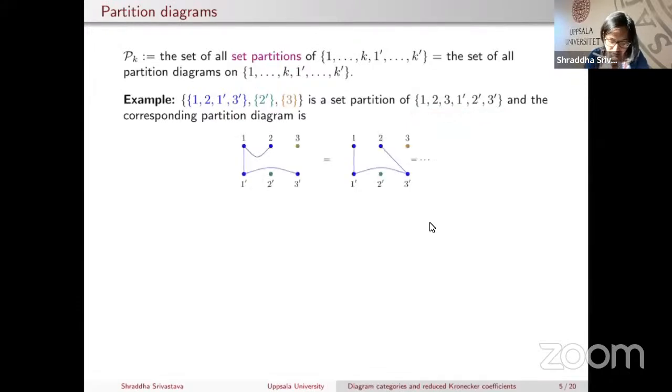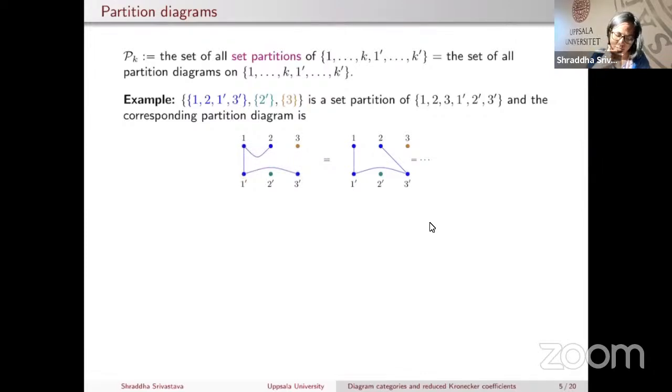So what we are going to do is draw three dots on the bottom, index them by 1', 2', 3', and 3 dots on the top, index them by 1, 2, 3. And then the condition is if two elements of the set are in the same part, then they should be connected by a path in the graph. For example, 1, 2, 1 prime, 3 prime are in the same part. So we can join 1 with 2 and 1 with 1 prime and then 1 prime with 3 prime. And 2 prime and 3 are singleton, so we don't have to do anything for them.